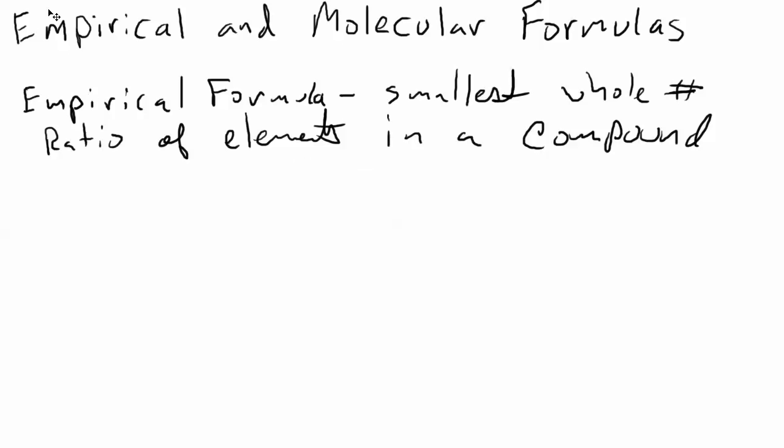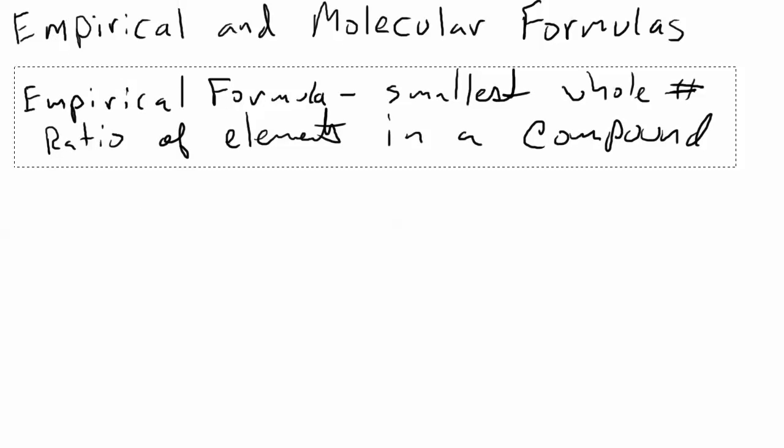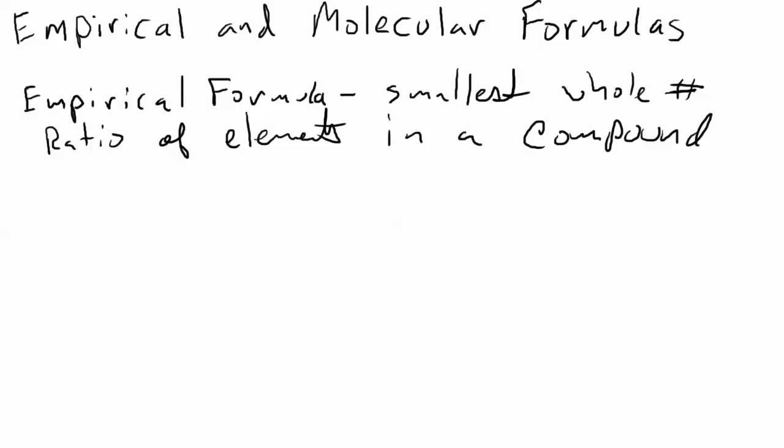So let me give you an example. There's a compound you probably have never heard of before. It's called diborane. Diborane's formula is B2H6. But that's not its empirical formula. That's actually its molecular formula, which we're going to talk about in the next lecture.